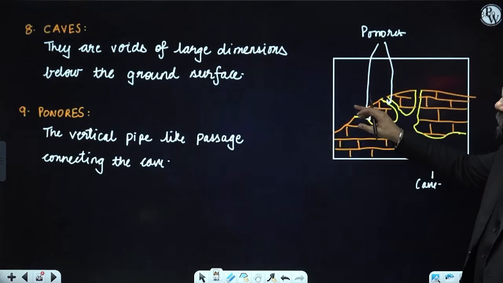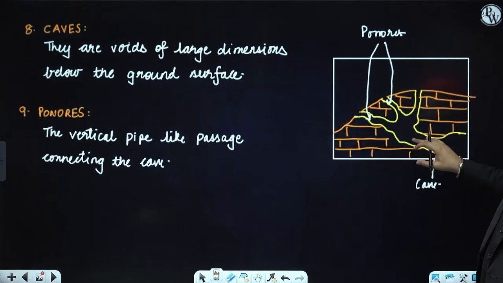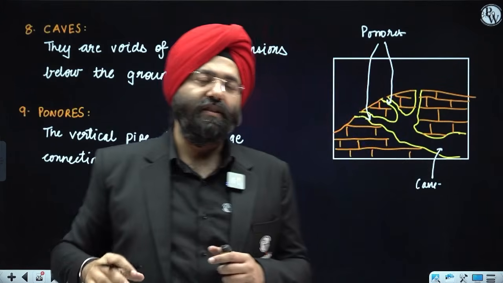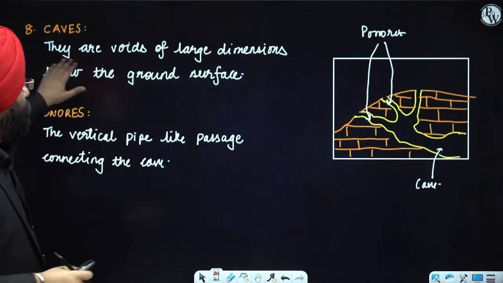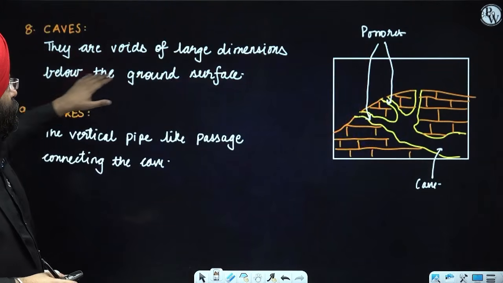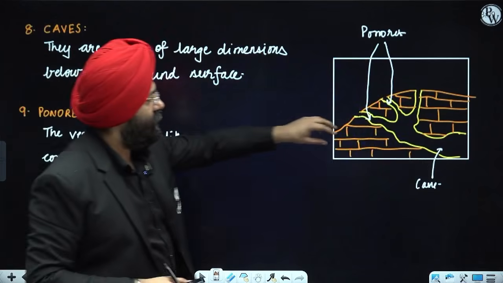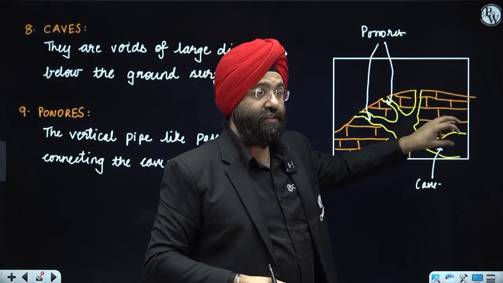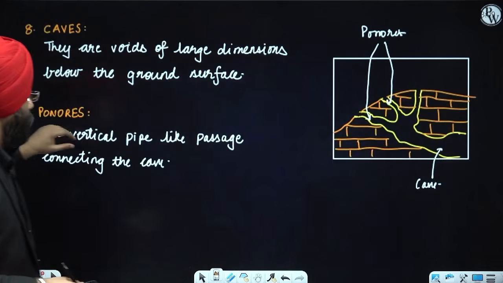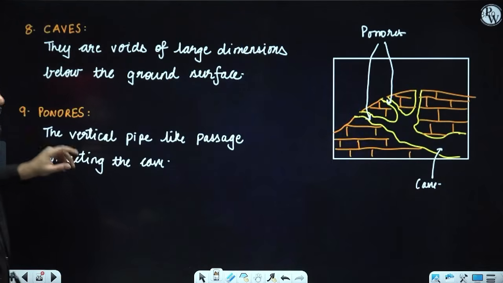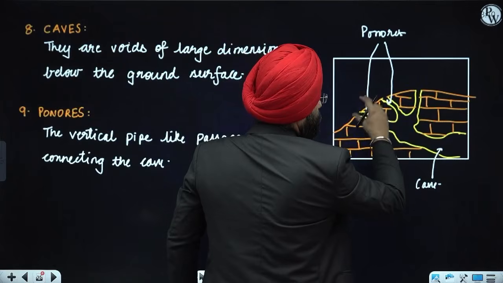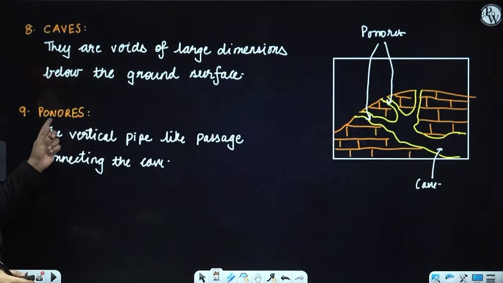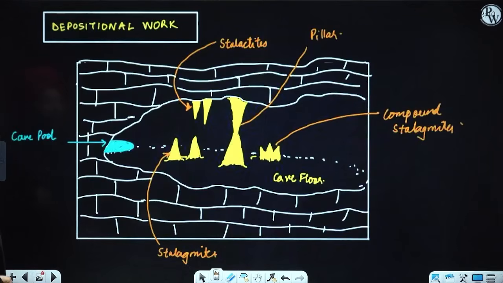Now come the caves. If you see, there will be certain structures present. Because of the limestone structure, there will be certain holes or cave-like structures there. They are voids of large dimensions below the ground surface. So these are large structures present below the ground surface. These are known as caves. Now, a vertical pipe that connects the cave: this is a cave, and these are pipes that are connecting the cave. These are known as ponors. Clear? Okay, let's move ahead.